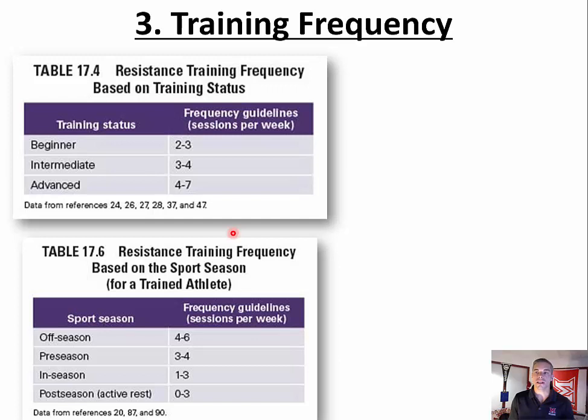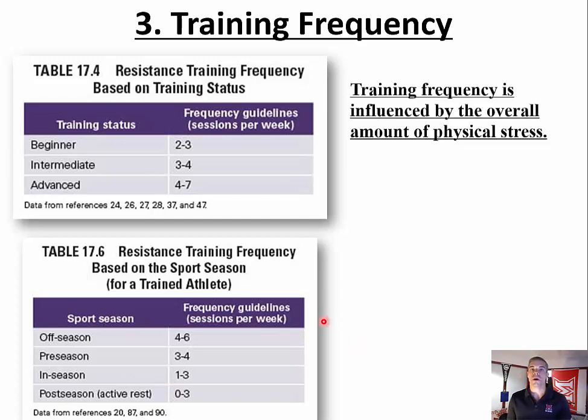The frequency of resistance training can also be based upon the athlete's sports season. So what we see in this table is, again, frequency guidelines for a trained athlete based upon different seasons of his or her sport. So for the off season, where there's a greater focus on resistance training and other types of training, we have a greater frequency in terms of days or sessions per week compared to something like the in season, where the athlete is focusing on competition, or even the postseason, the active rest season, where the athlete is recovering from the stress of the recently completed competitive season.